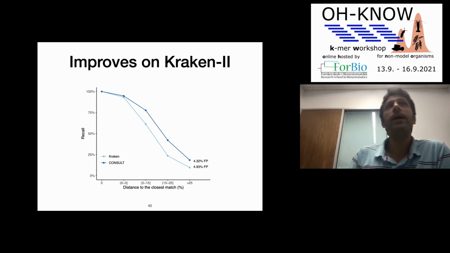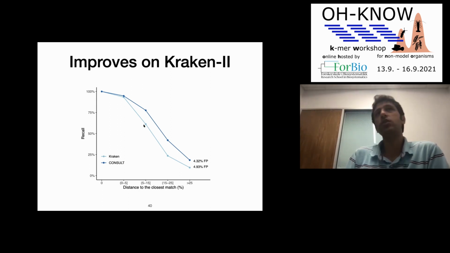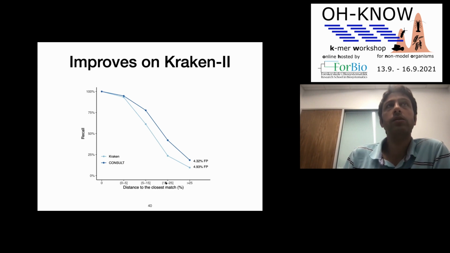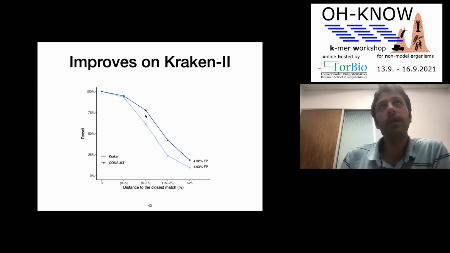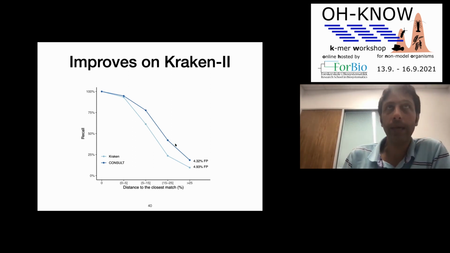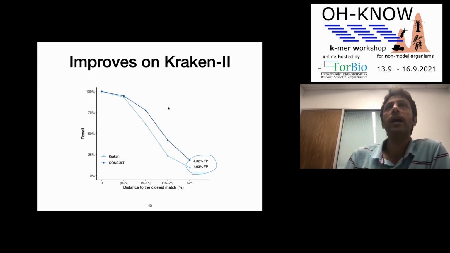Okay, so this is comparison to Kraken 2. Remember, this is the same figure we were looking at before. As the distance to the closest match goes up, once you get to 5 to 15%, Kraken didn't have such great recall. We improved the recall, and also we improved the recall for 15 to 25%. That's quite a bit of improvement, and it's going to make a big impact on the distance. And we didn't increase false positive. False positive is essentially the same as Kraken.